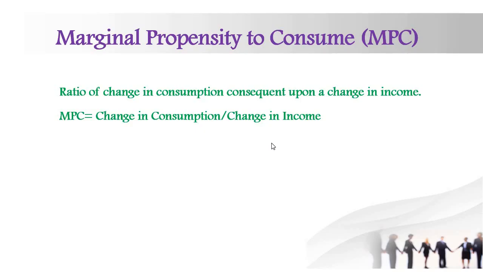Then the marginal propensity to consume, that is MPC, refers to the ratio of change in consumption consequent upon a change in income. In other words, MPC is the ratio of additional consumption to additional income. That is, it explains the change in consumption by change in income. That means delta C by delta Y.